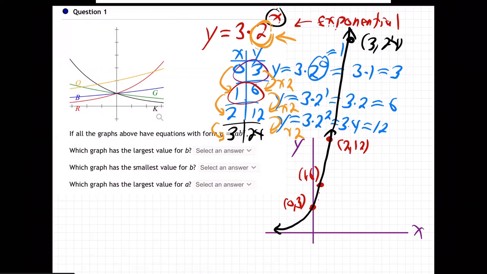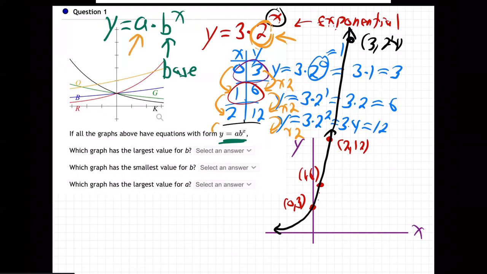That's the b. Down here they say y equals ab to the x. So a times b to the x. That b is what we call the base of the exponential. B stands for base. And it's what makes the thing grow. So the bigger that number is, the faster the exponential function will explode. Okay, and now what's the role of the a?